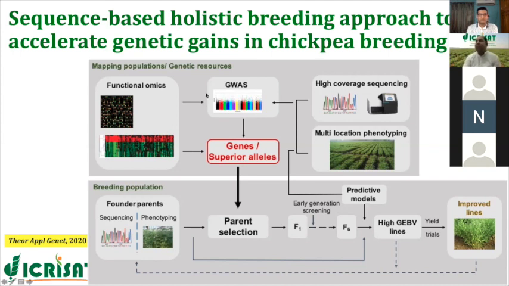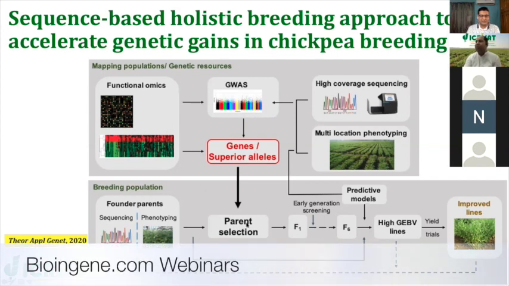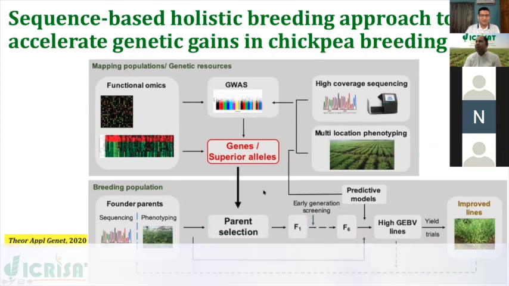So what we need to do is start using those omics and genetic resource populations, and GWAS, to identify the superior alleles based on the sequencing and phenotyping data. And then start using them in the breeding population based on sequencing and phenotyping. This information helps in parent selection.